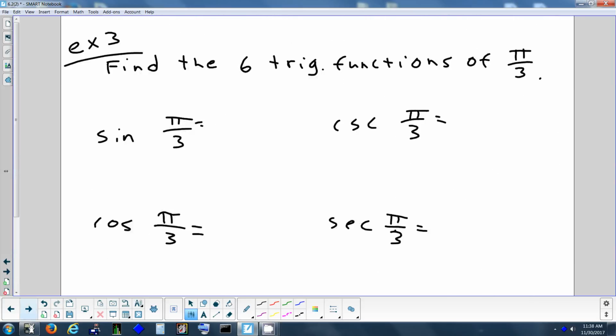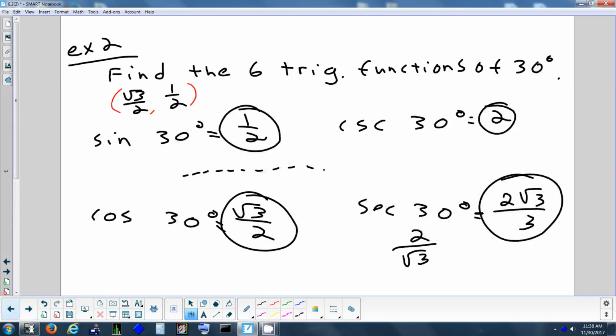All right, this one, they're asking us to find the 6 trig functions of pi over 3. If we're not sure what that is, we can convert it, so it's a little easier to think about. Okay, how much is pi again? Pi is 180. So what's 180 divided by 3? 60. So in other words, I want the coordinates for a 60-degree angle. Well, we just did the coordinates for a 30. Root 3 over 2, 1/2. What happens for the 60? Switches. 1/2, root 3 over 2.